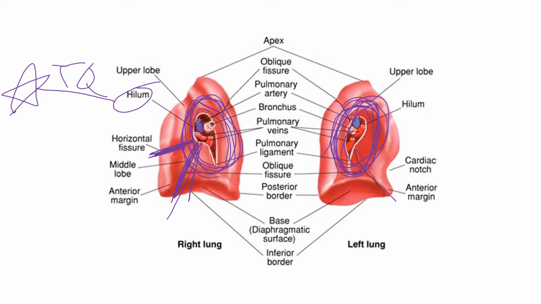Now the oblique fissure, let's go to yellow. On the left side it's pretty easy because it just separates the left upper from the left lower. But the oblique fissure on your right lung, remember, see how it runs obliquely? Going back to the skeletal system, just saying. It runs obliquely. It separates the right upper and the right middle lobe from the right lower lobe.